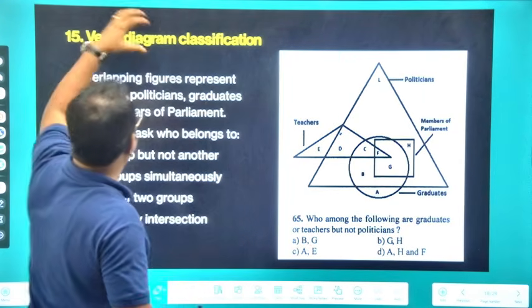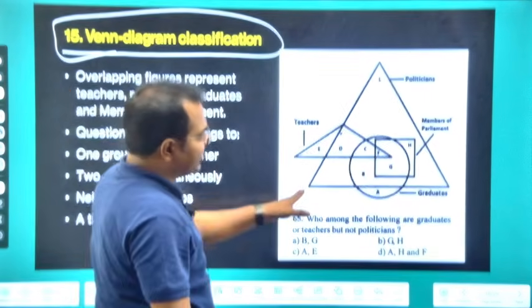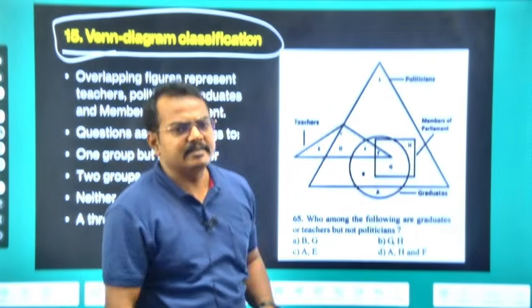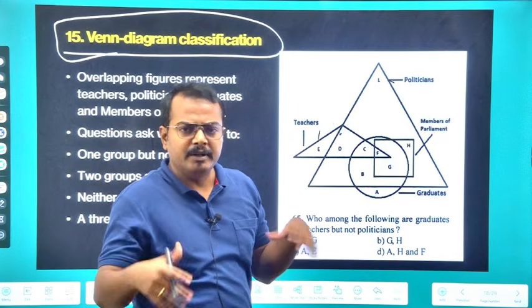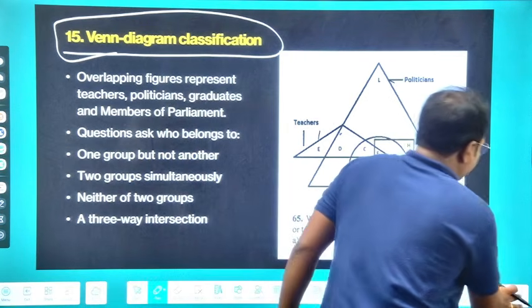So this is a different type of question in which Venn diagram based classification is there, and it was also provided in question number 65 last year. So again this year you can expect the same kind of question, but the data will be changed and you have to prepare accordingly. It is very, very easy to understand and very easy to prepare.